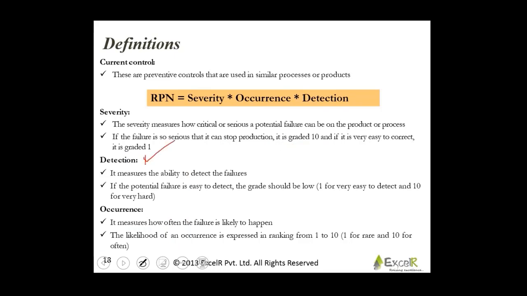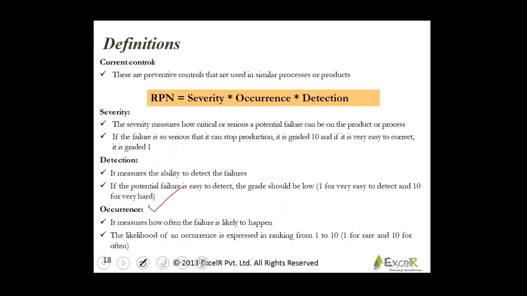Then you have another category which we need to understand: detection, the ability to detect the failures. How easy is it to detect the failure? If the potential failure is easy to detect, the grade should be low, 1. You rate a particular risk or event or activity or function as 1 if it's extremely easy to detect, and as 10 if it is extremely difficult to detect. All the natural calamities, earthquakes, tsunamis, wildfires in the forest all of a sudden, are very hard to detect. Hence, we probably give a rating of 10 for detection for those kinds of events.